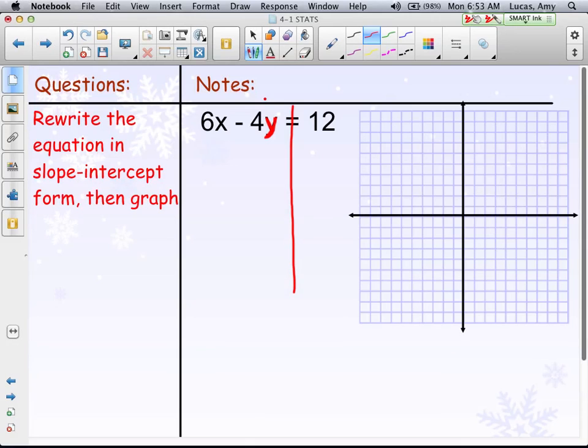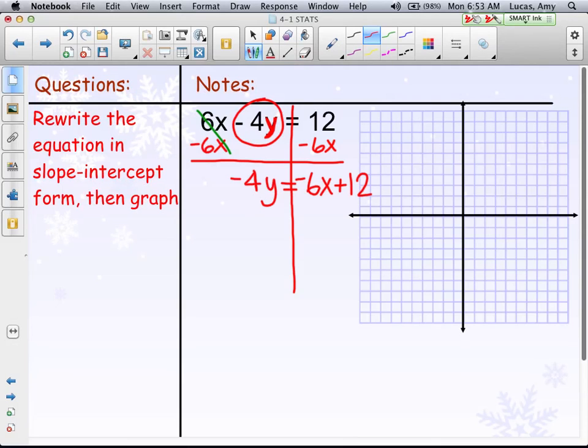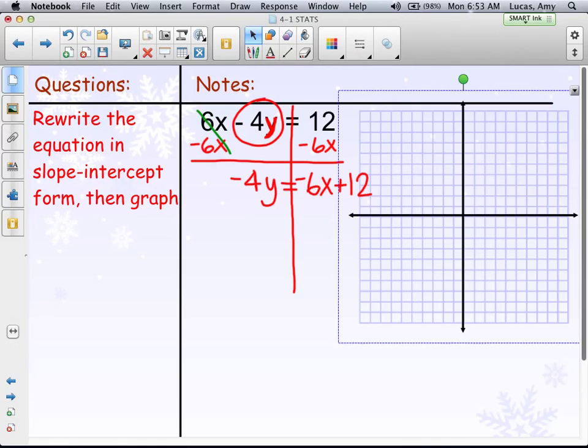So, this is my married couple. I'm going to have to subtract the 6x because it's a positive 6x. The signs on this problem are a little bit tricky, so be careful. So my 6x is gone. I bring down my -4y because the minus that was in front of it means it's a negative. Then side by side, I'm going to write -6x and then +12. -6x plus 12.